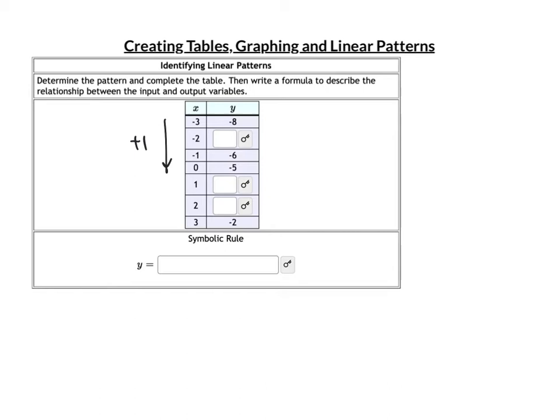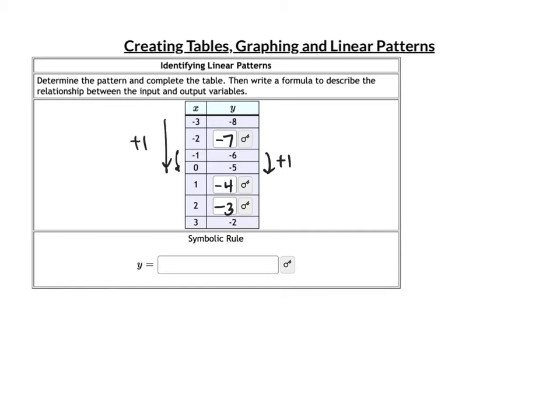Look for a change here from negative 1 to 0. I'm increasing by 1, which is what I need to happen. And on the other side, from negative 6 to negative 5, careful, you're not decreasing by 1, you're increasing by 1. I'm going towards the positives. So negative 8, negative 7, negative 6, negative 5, negative 4, negative 3, and negative 2.